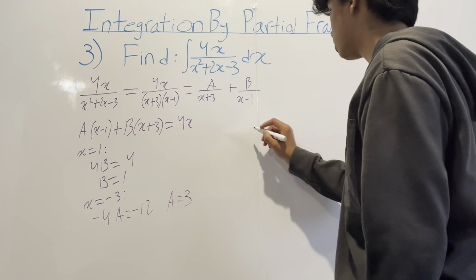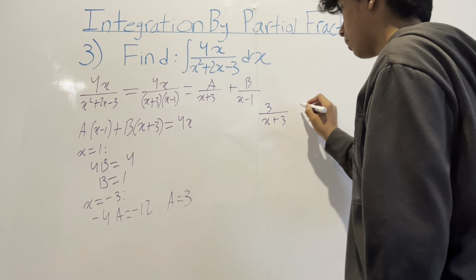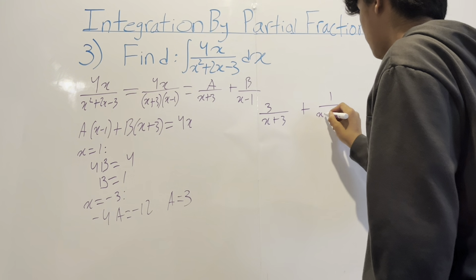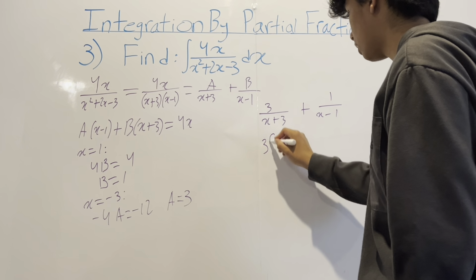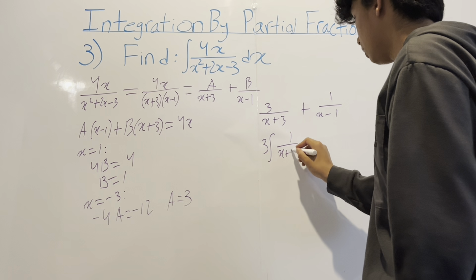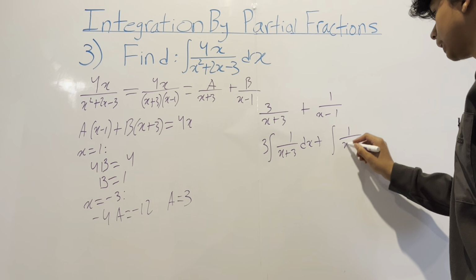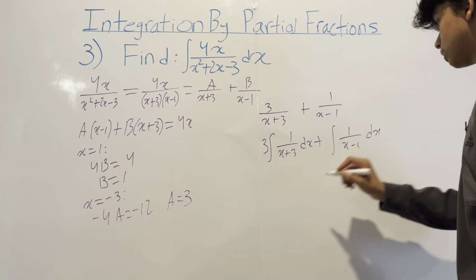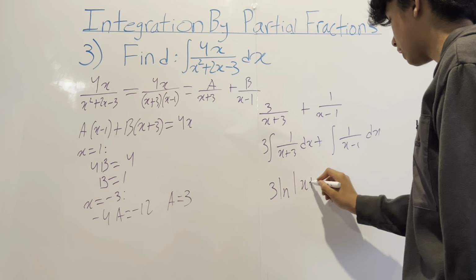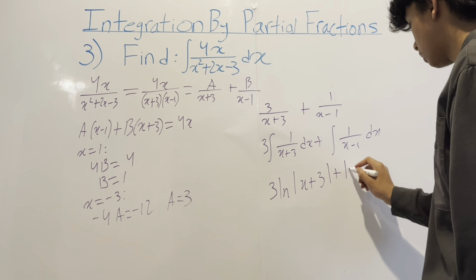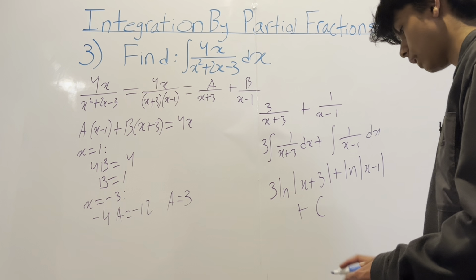Now let's plug the values back into these two terms. So A is 3, so 3 over x plus 3 plus 1 over x minus 1. And then the integral of them both, let's take out the scalar multiple: 3 times the integral of 1 over x plus 3 plus the integral of 1 over x minus 1. And this is just going to equal 3 ln |x plus 3| plus ln |x minus 1| plus C. And this is our final answer.